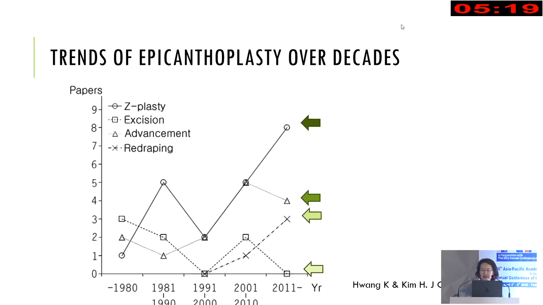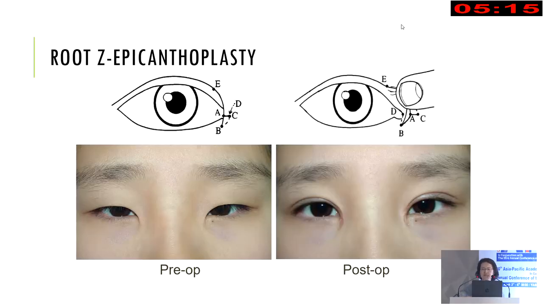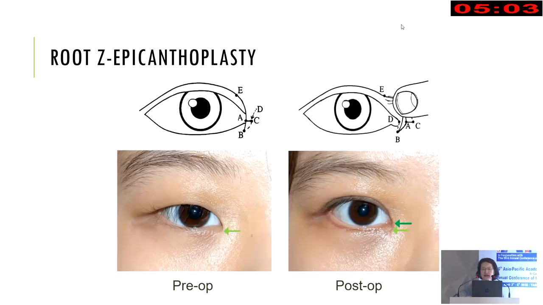I'd like to talk about skin redraping and Root Z epicantoplasty. Here is Root Z epicantoplasty. This technique adopts a similar configuration to G-plasty. However, the size of the flap is half of it. The incision height is limited in very thin skin. You can see a softening effect of the epicanthal fold in the post-op picture.